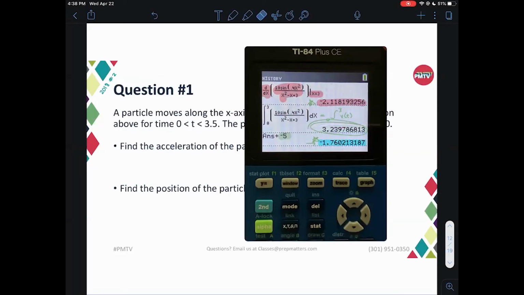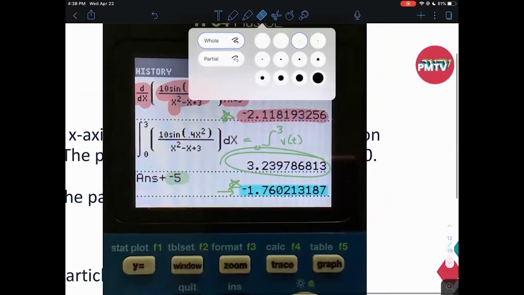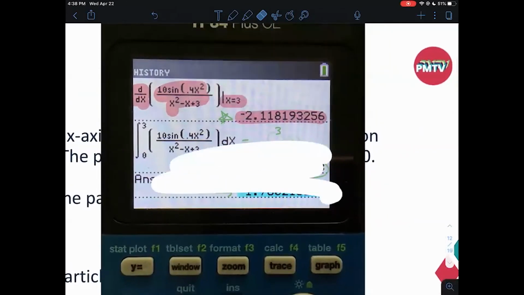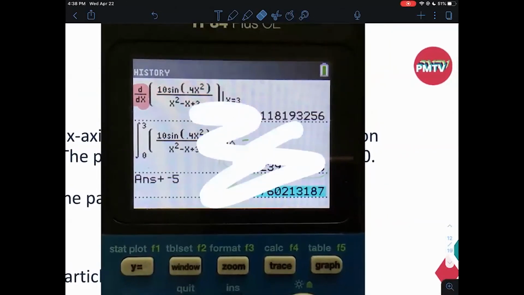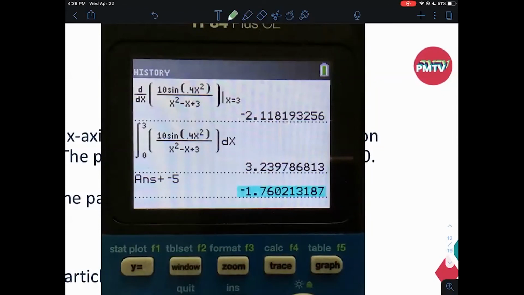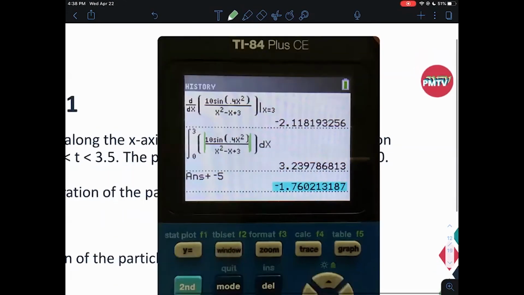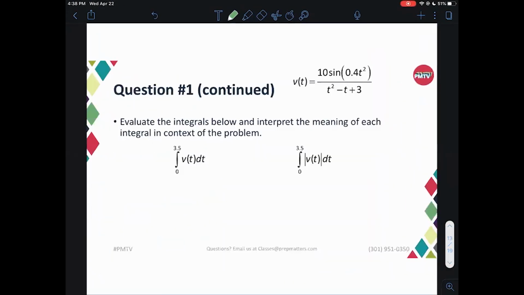Let me take away everything that I've already scribbled here. We can go back, change our limit of integration to 3.5, and then we can also throw in an absolute value bar here. We can throw in absolute value bars and get both of these values fairly easily. The interpretation in context is what I want to focus on.